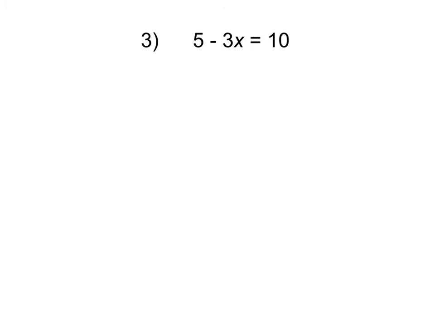So I'm going to first get rid of the 5. It's a plus 5. I'm adding it. So basically now I'm going to undo it by subtraction. And so that's now gone. And I'm left with a negative 3x. On the other side I have a positive 10 minus 5 is 5.